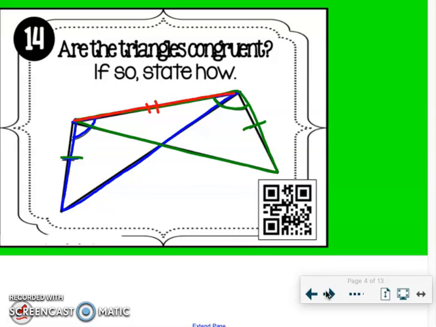So I have a pair of sides. So let's just look at the green triangle again. I'll cover it in red. I have a pair of sides. I have an angle in between. And I have another pair of sides. So this is SAS.